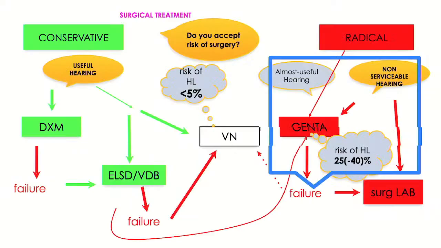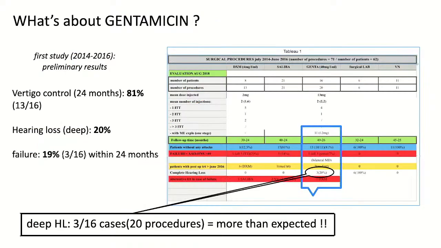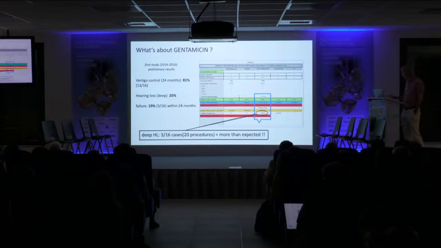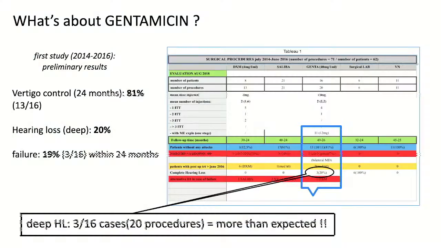And after that, you can consider gentamicin, of course, because if the hearing is not so serviceable, we have to choose how to eradicate the vertigo with the radical treatment. So gentamicin is used in that case. What is interesting in that series is the hearing loss. It was not expected, and I was very surprised when I used it the first time, because three deafness or severe hearing loss with only 13 milligram. So I was very, very surprised.